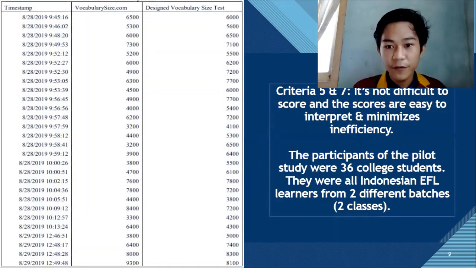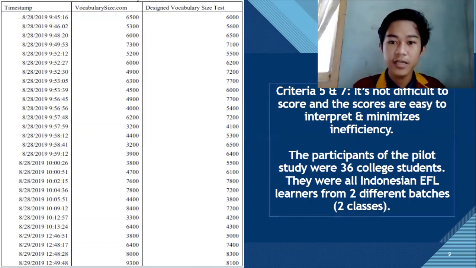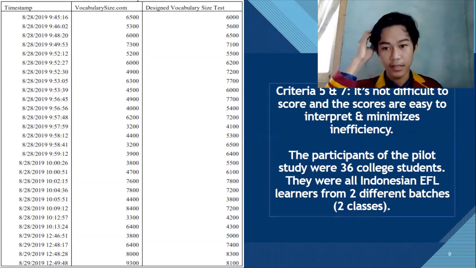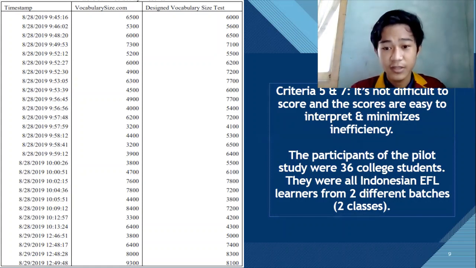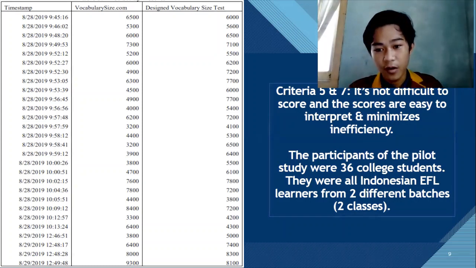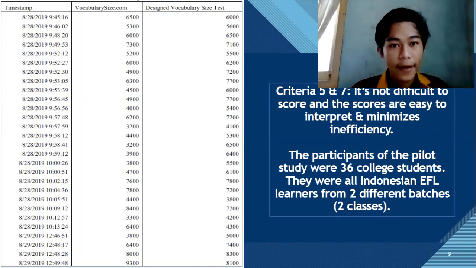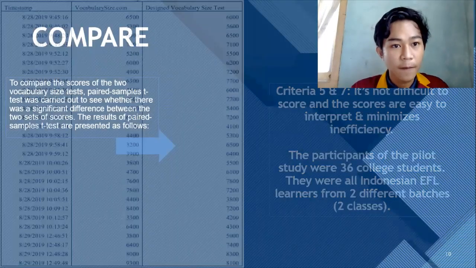And then we move to criteria 5 and 7. It's not difficult to score, and scores are easy to interpret and minimize inefficiency. The participants of the pilot study were 36 college students. They were all Indonesian EFL learners from 2 different batches, 2 classes, as you can see in the table.